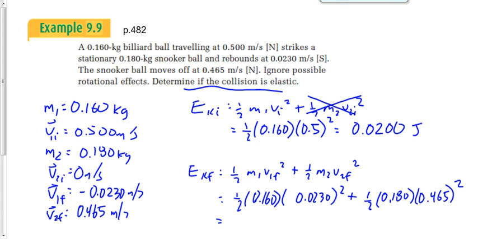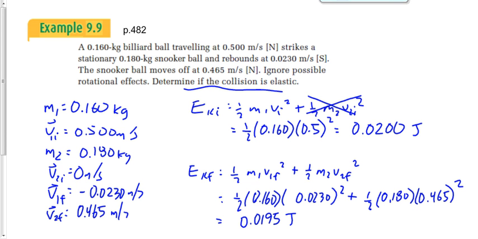Okay, let's calculate EKF there. If we calculate that, we end up getting 0.0195 joules. Is kinetic energy conserved? Is it elastic or inelastic? Boy, it's real close, isn't it? It's really close. Is it close enough? No, it isn't.